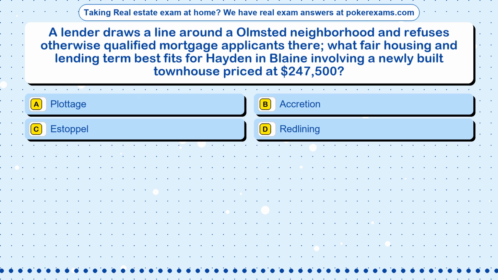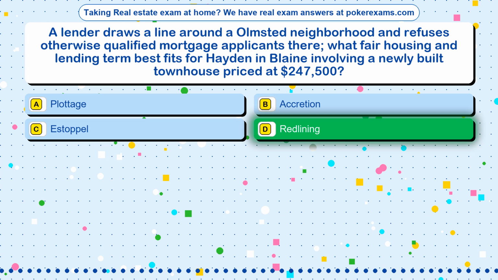Question 36. A lender draws a line around an Olmsted neighborhood and refuses otherwise qualified mortgage applicants there. What fair housing and lending term best fits for Hayden and Blaine involving a newly built townhouse priced at $247,500? Option A. Plottage. Option B. Accretion. Option C. Estoppel. Option D. Redlining.